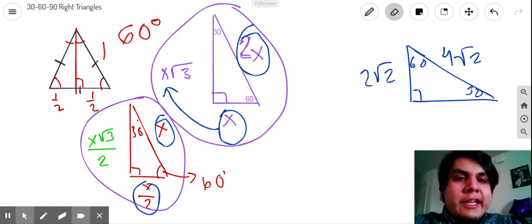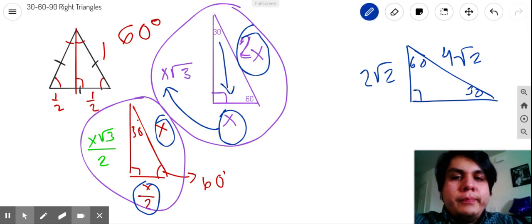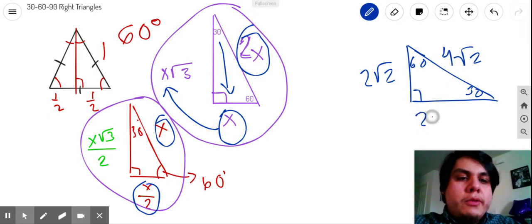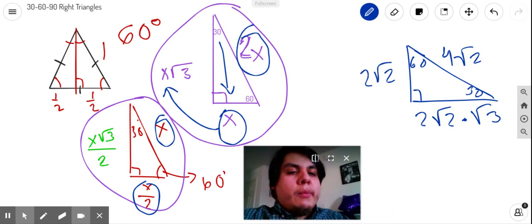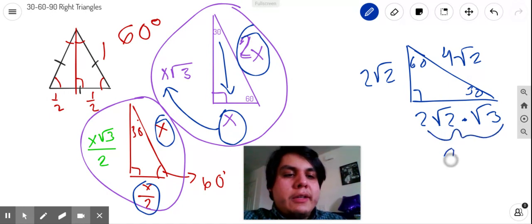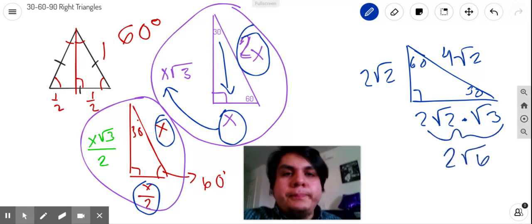So, if I know what x is, this other side, the one across the 60-degree angle, would just be whatever this side length is at the bottom, opposite the 30-degree angle, multiplied by radical 3. So this should be 2 radical 2 times radical 3. And again, going back to what we already know, when we multiply radicals, as long as the indices are the same, you can multiply the radicands in them. So that means that this side really comes out to 2 radical 6.